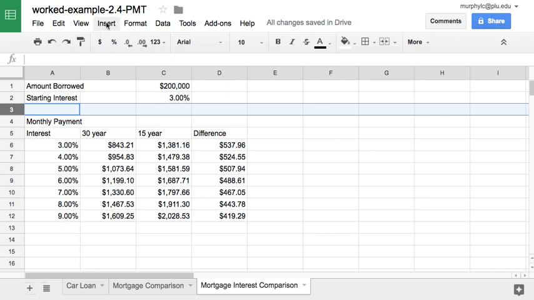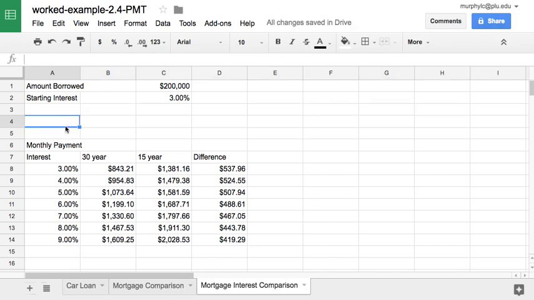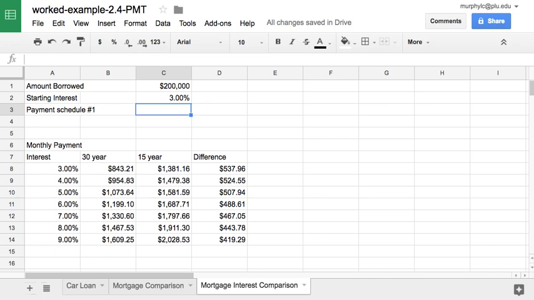I'm going to add a couple of rows here, and I would like to be able to isolate my assumptions based on the length of the mortgage. So I'm going to call this payment schedule number 1. And so that would be, for example, my 30-year mortgage, and then I'm going to have payment schedule number 2 here, and that would, for example, be my 15-year mortgage. So I would like to be able to modify those so that, for example, I would compare a 20-year mortgage to a 10-year mortgage or something like that.